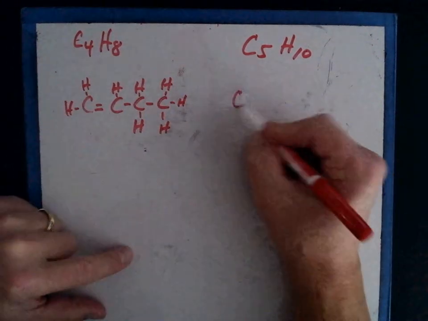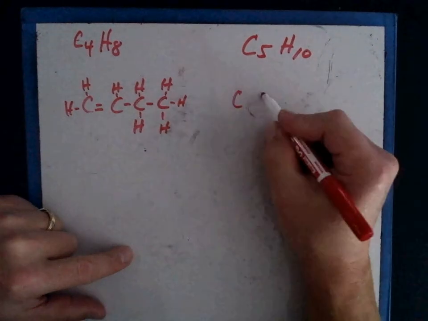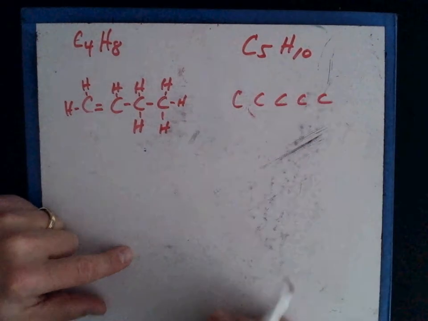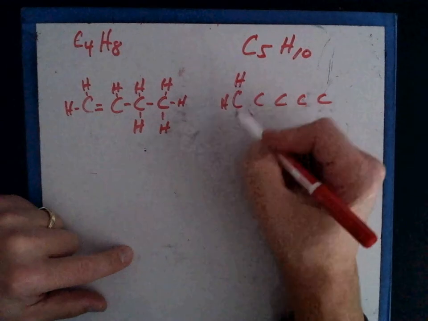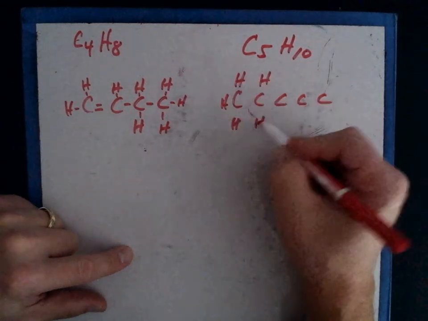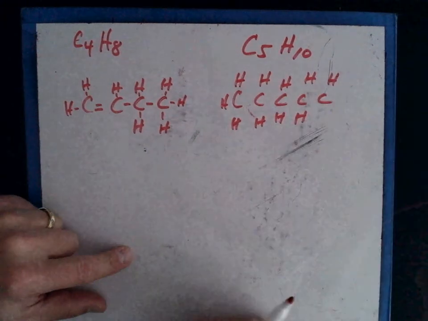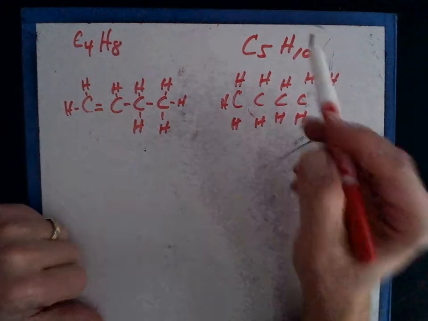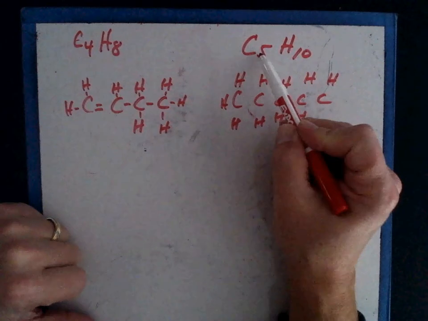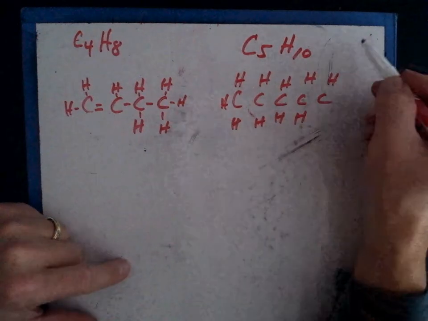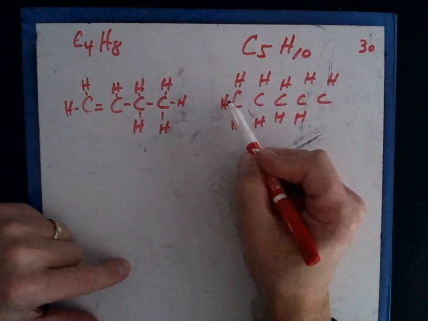All right, let's try this one real quick. 5 carbons, 1, 2, 3, 4, 5. 5 carbons, 10 hydrogens, 1, 2, 3, 4, 5, 6, 7, 8, 9, 10. Got it. All right, so we're going to do our math. Each carbon has 4 valence, times 5 is 20, and each of the hydrogens is 1. Wow, this is going to have 30.